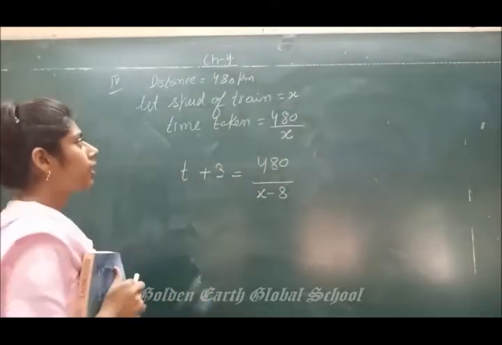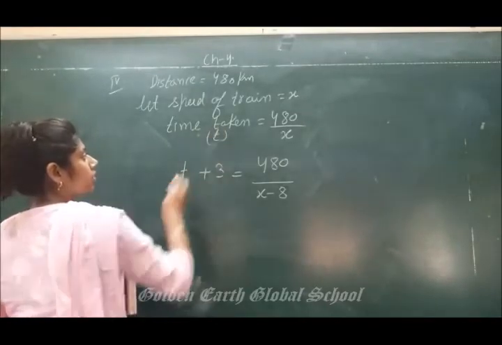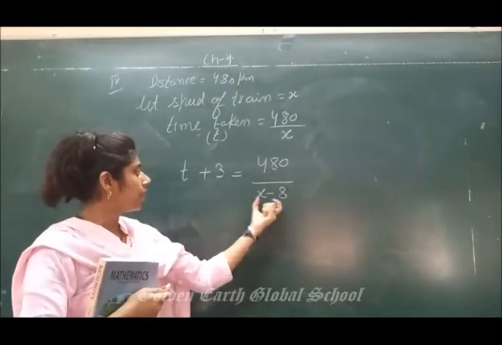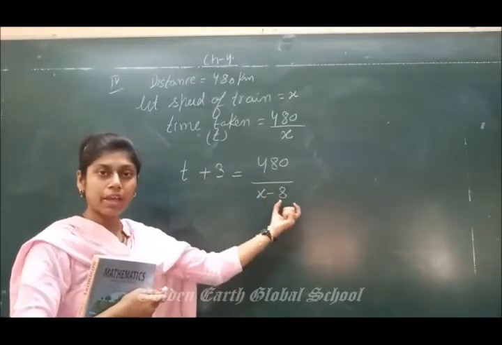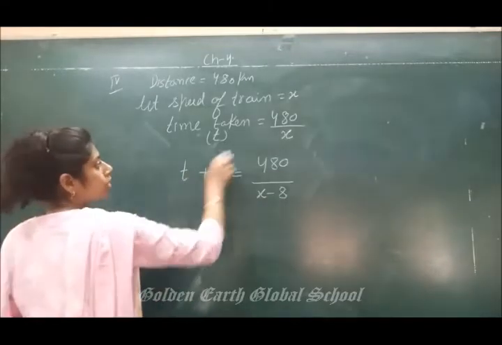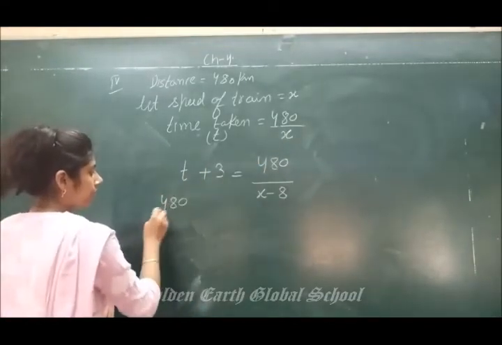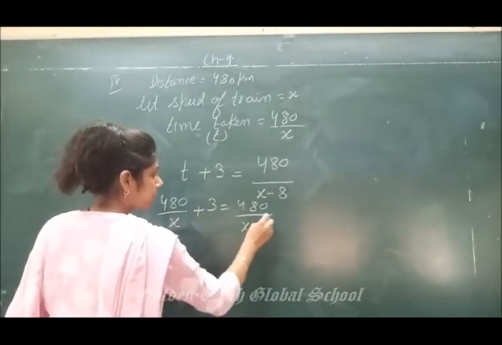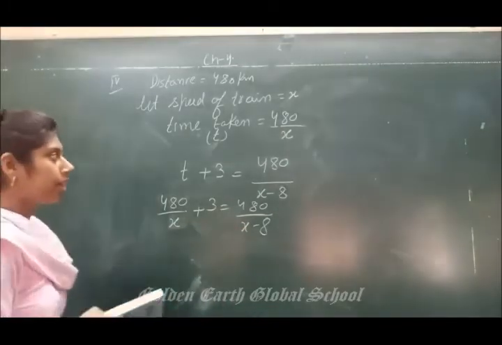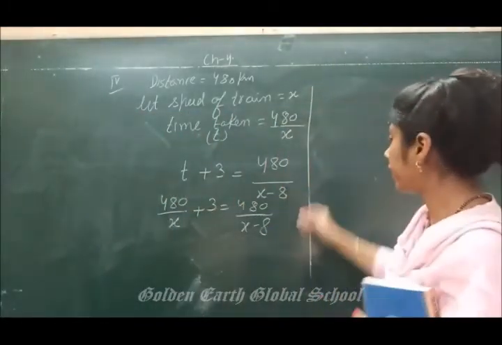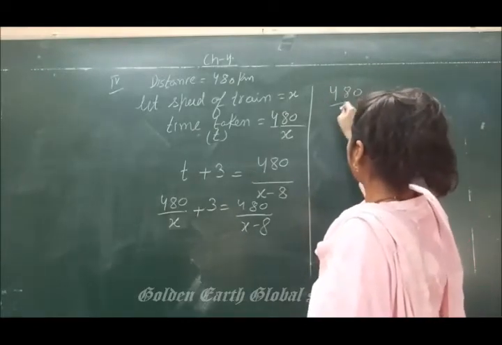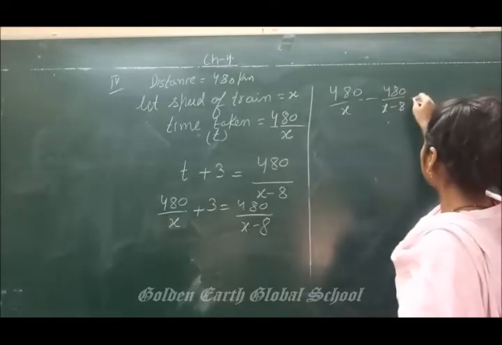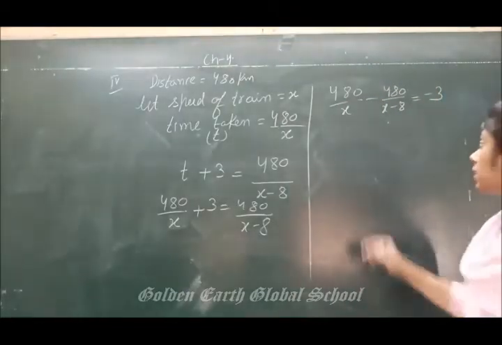See, here the time taken is t. Now time is increased by 3 and speed is decreased by 8. So it will become t plus 3, and it will become x minus 8. Now put the value of t here: 480 upon x plus 3 equals 480 upon x minus 8. Now by simplifying it, convert it into quadratic form. 480 upon x minus 480 upon x minus 8 is equal to minus 3.